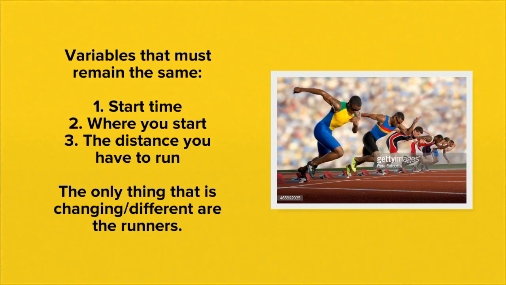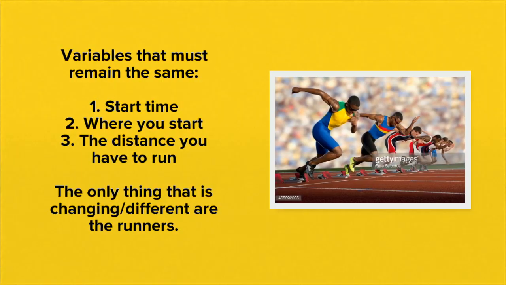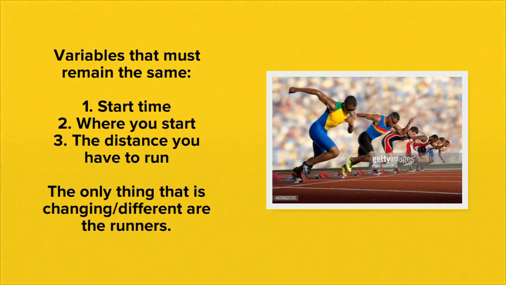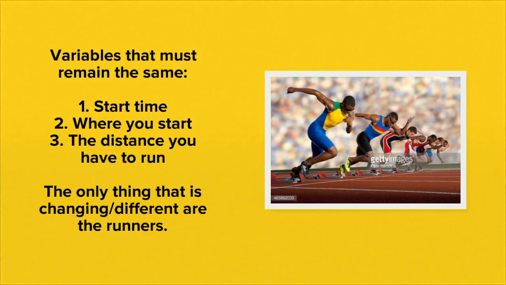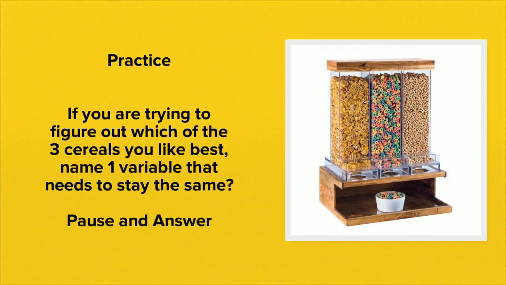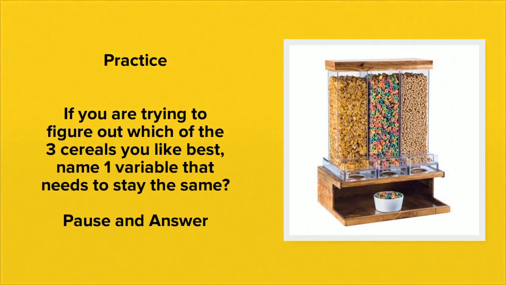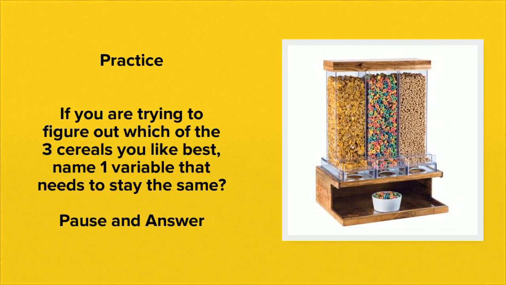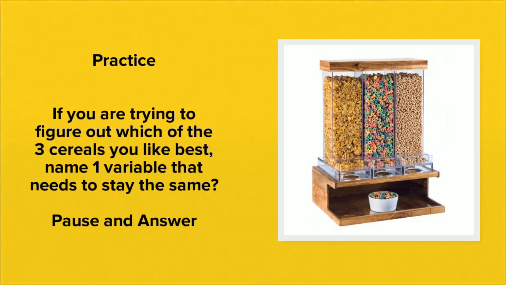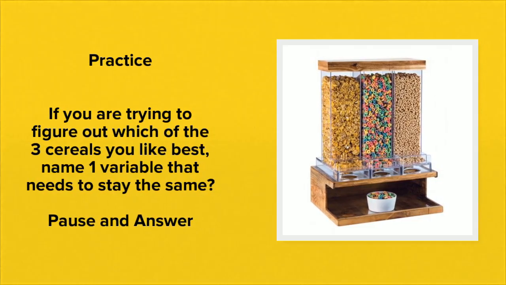Variables that must stay the same include the start time, where you start, and the distance you have to run. The only thing that's going to be different are the runners and how quickly they run the race. Practice. If you're trying to figure out which of the three cereals you like the best, name one variable that needs to stay the same. Pause the video now and record the answer on your worksheet.